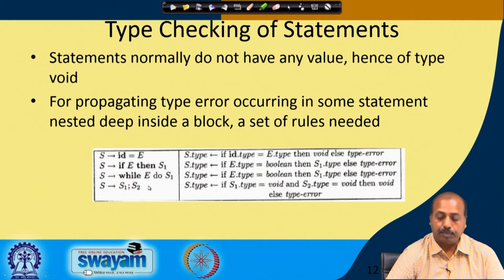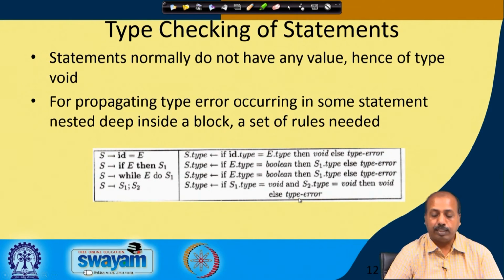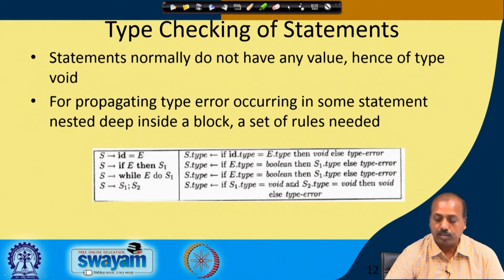So, here also it is the same. And then the concatenation of statements, S1 semicolon S2, the successive occurrence of two statements S1 and S2. If S1.type is void and S2.type is void, then the type of S will also be void, otherwise the type of S is type error. So, if there is an error in S1 or S2, then their types are not void, and in that case it will be a type error.